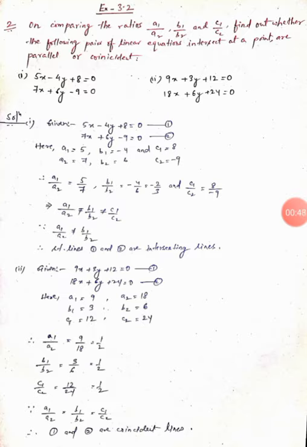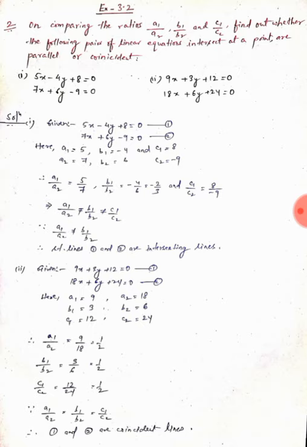So let's do one sum so that it will be clear to you. So you can read on the screen one question I have written, question number 2, and in this question what we have is, on comparing the ratios a1 by a2, b1 by b2 and c1 by c2, find out whether the given pair of linear equations are intersecting lines, intersect at a point, or are parallel lines or coincident lines.